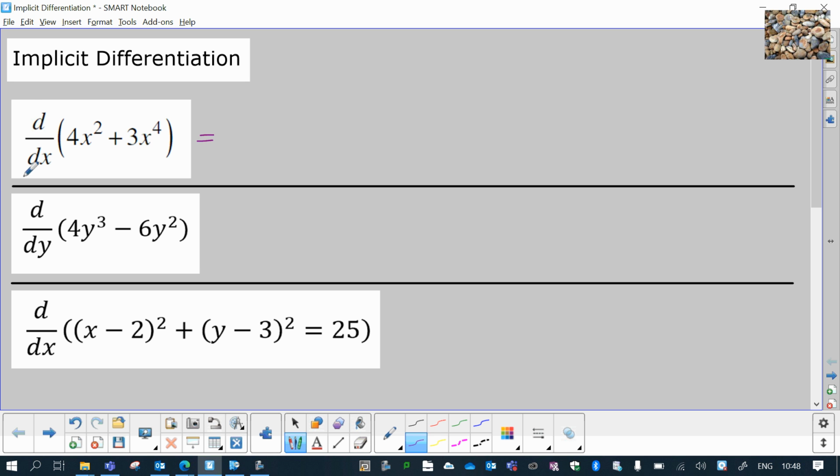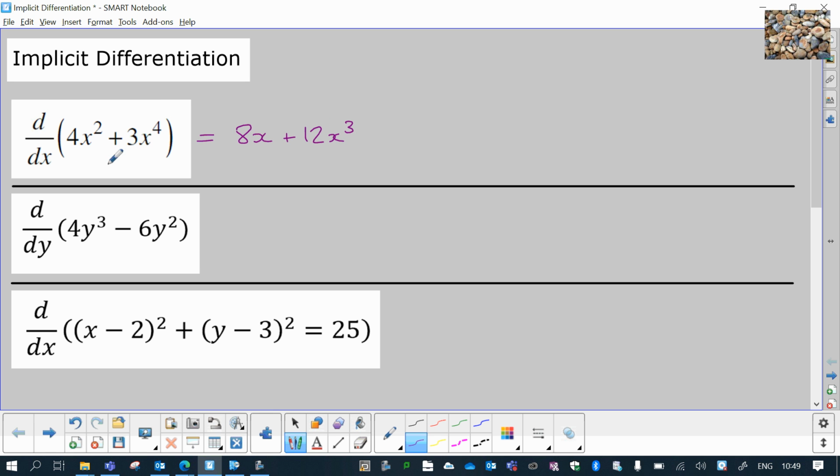Now this notation is telling us to differentiate 4x squared plus 3x to the 4 with respect to x. And that means we can use our rules of differentiation on any x terms in the expression, but certainly no y terms, of which there are none in this example. So we'll use our rules for differentiation. We'll bring the power down and drop the power by 1. 2 times 4 is 8, drop the power by 1, power of 1.